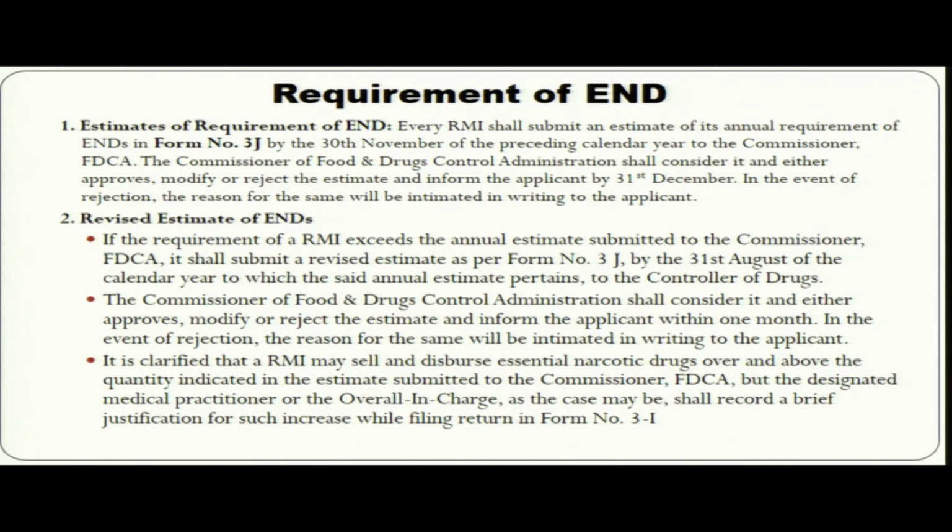It is clarified that an RMI may sell and dispense essential narcotic drugs over and above the quantity indicated in the estimate submitted to the Commissioner FDCA, but the designated medical practitioner or the overall in charge, as the case may be, shall record a brief justification for such increase while filing return in form number 3I.